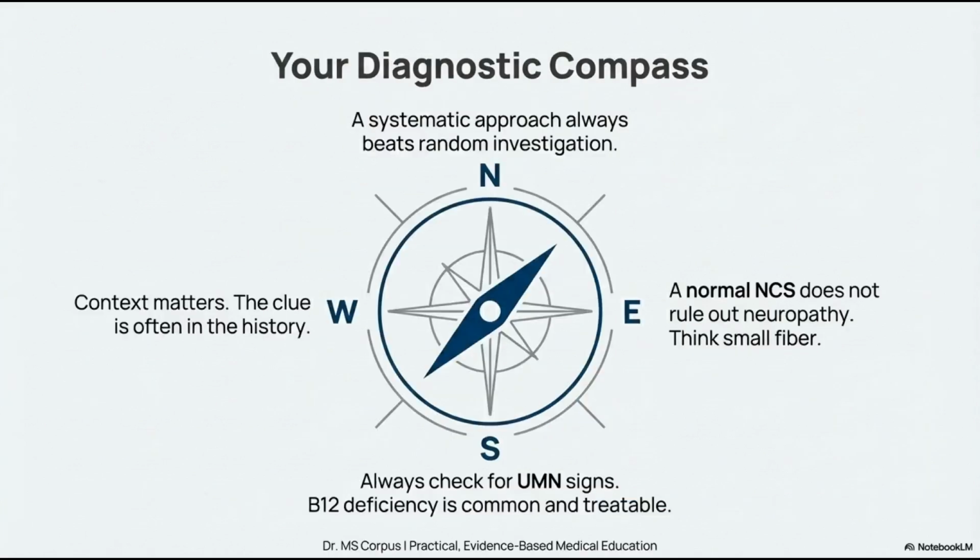What are the key takeaways from this session? Systematic approach, always, with relevant investigation. Normal NCS doesn't ever rule out neuropathy. Always think about small fiber neuropathy. Check for UMN signs always. B12 deficiency is a common, treatable condition, and context is what always matters. Often the clue is in the history, so take a proper history.